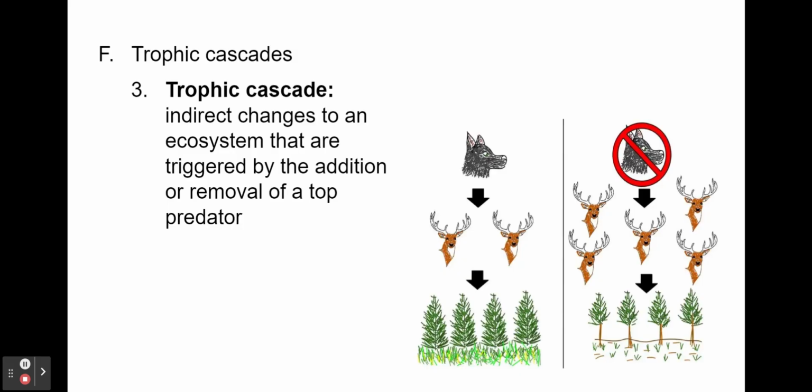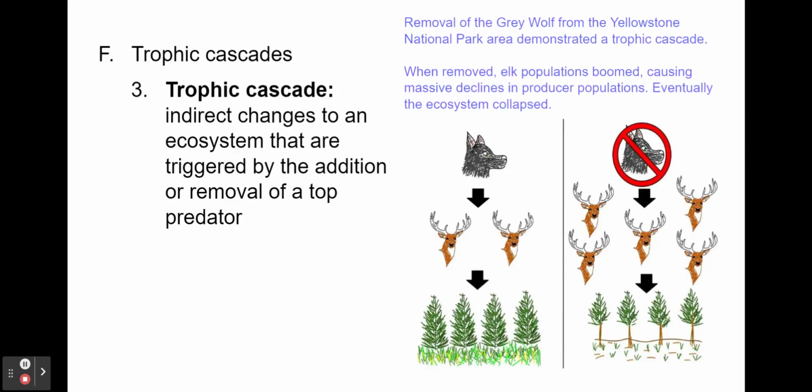This is called, detail 3, a trophic cascade. Indirect changes to an ecosystem that are triggered by the addition or removal of a top predator. Let me show you an important example.